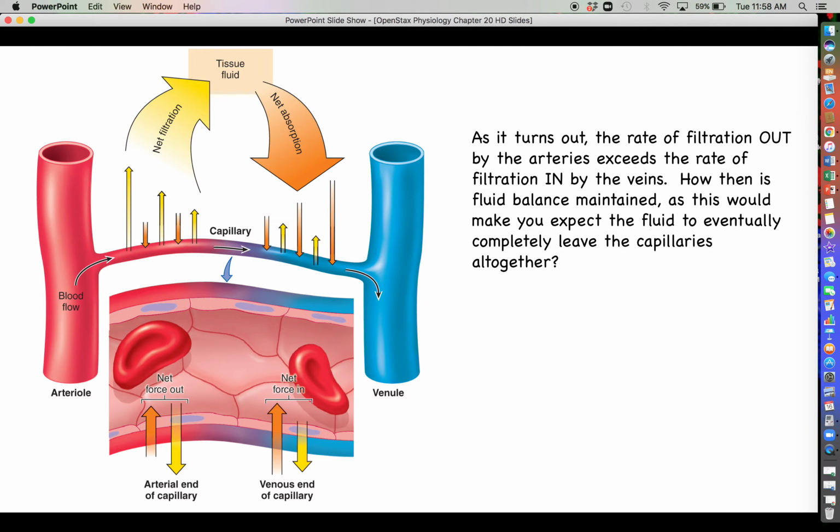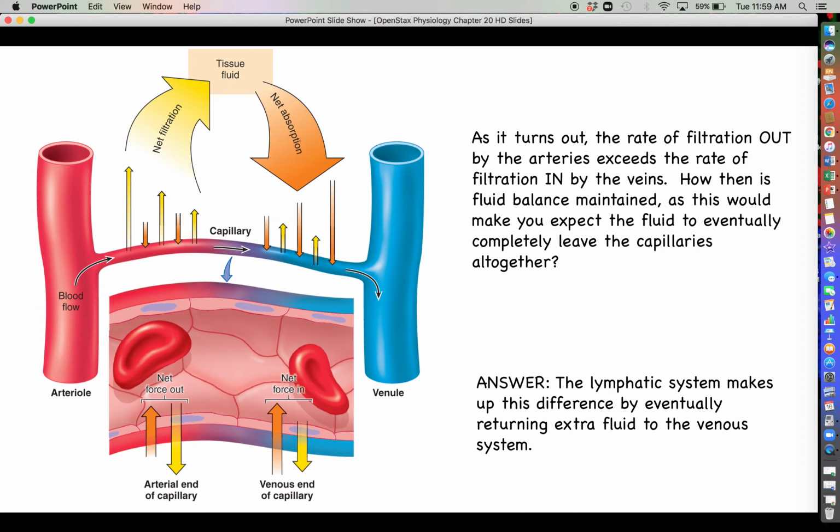So how do we fix this? So how do we maintain fluid balance so that we do not eventually dry up the blood vessels? We need to make sure we keep a consistent amount of water in the blood vessels. So how do we do this?